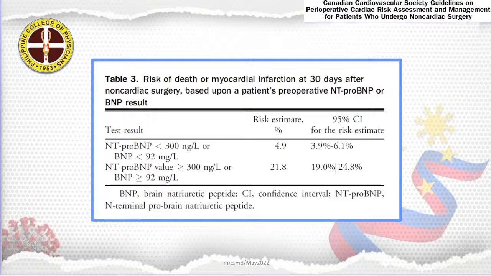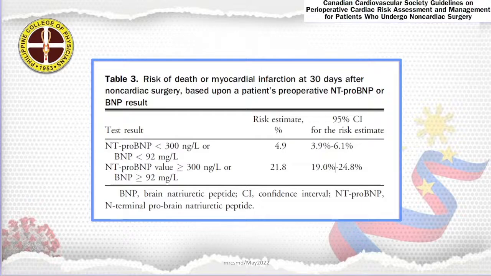Importantly, NT-proBNP or BNP measurement done before non-cardiac surgery improved risk prediction. Only 7.6% of patients had an elevated NT-proBNP or BNP measurement before non-cardiac surgery. Death or non-fatal MI within 30 days after surgery occurred in 4.9% of patients with preoperative values below 300 nanograms per liter for NT-proBNP and below 92 milligrams per liter for BNP, versus 21.8% of patients with higher values.